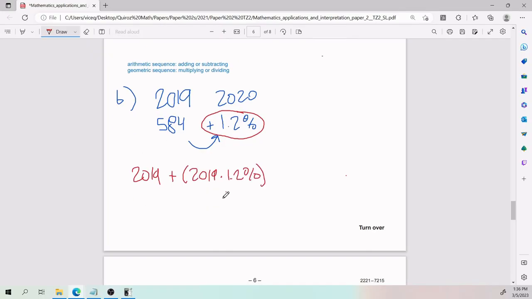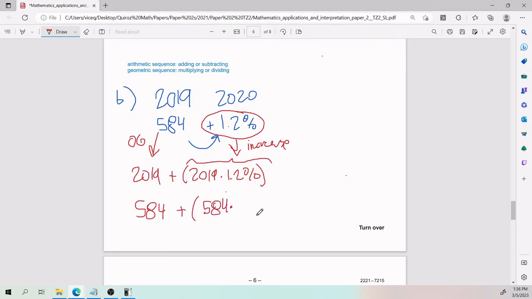And so the next step is plugging in. See? So 2019 we had 584. So this is my OG, my original. And here is my increase. This whole thing in parentheses is going to be my increase. So my OG is 584, that's from 2019, plus 2019 again, 584, ¿cierto?